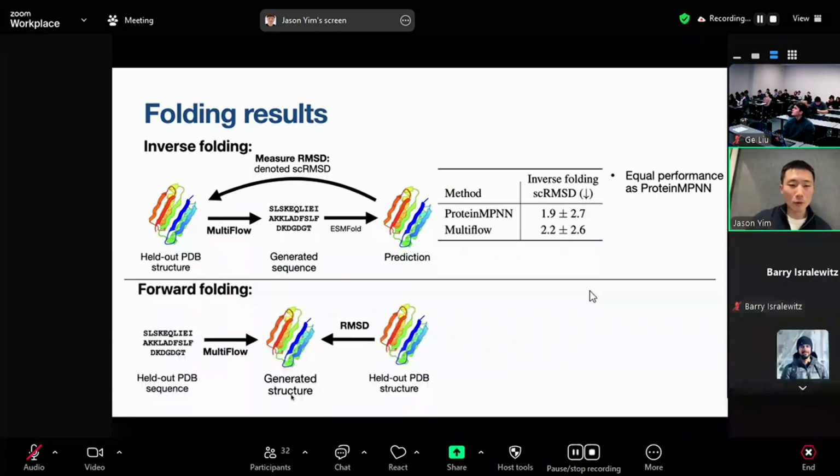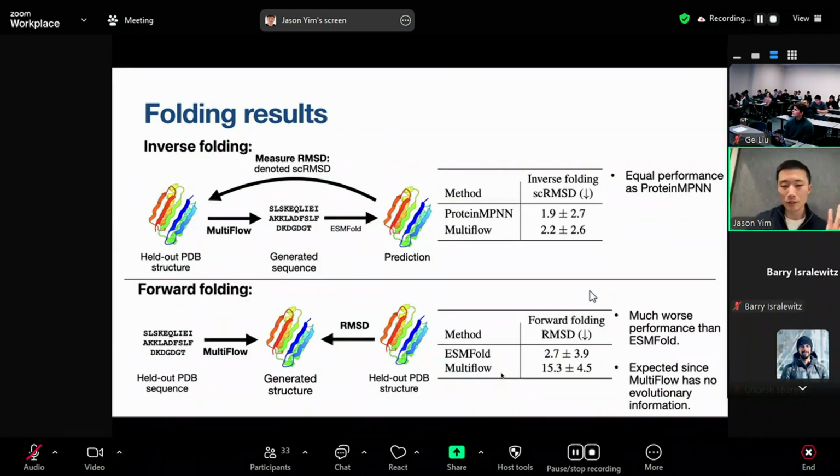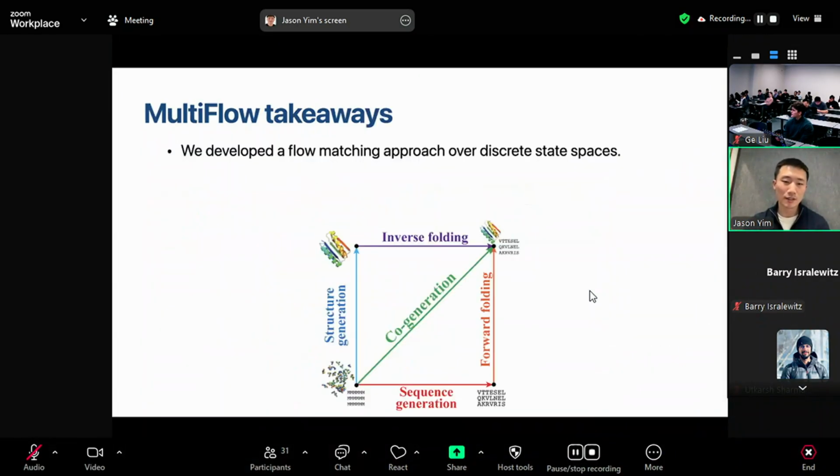And there's also this folding task, which is what AlphaFold 2 and 3 do. And this is, you can imagine, much, much harder because you're trying to go from a single sequence to a much more complicated object. Here, we do quite a bit worse than ESMFold, but we think there are reasons for this, which is that our model has no evolutionary information. The model also has, I think, 100 times fewer parameters than ESMFold. So there are opportunities to improve upon forward folding in this case.